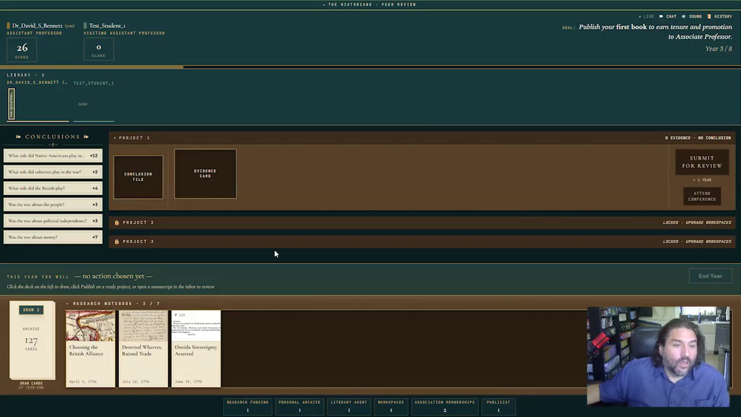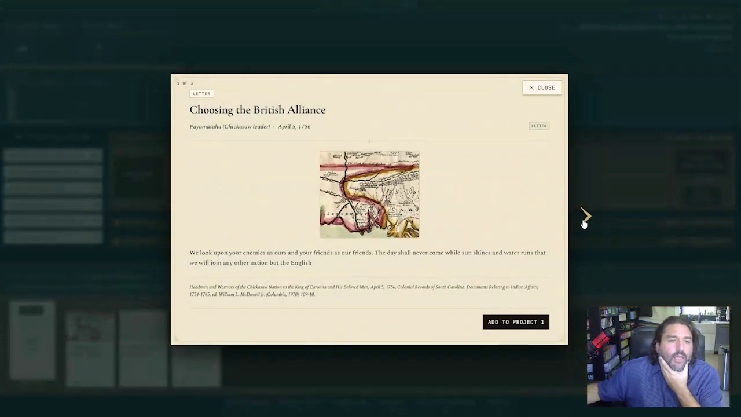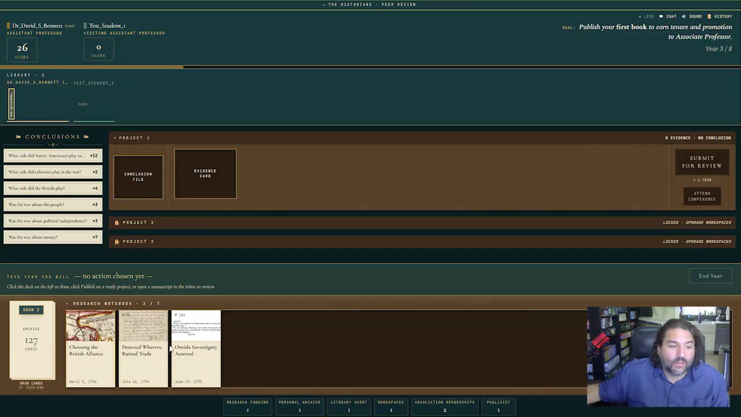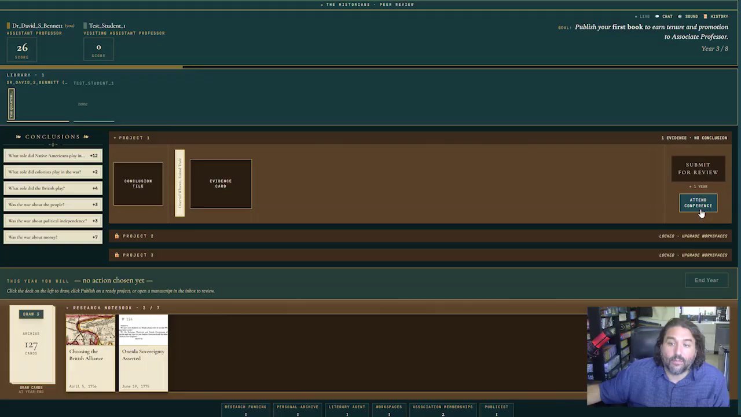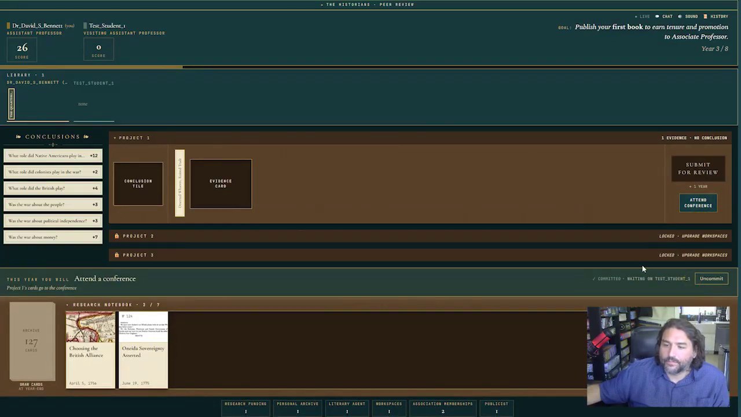So now we start the next year, and I have to make a decision as to what I want to do. I really wanted to build this thing to try and illustrate the strengths of me as a scholar working within the conference system. So I'm going to put this in the conference, and I'm going to attend the conference. That's what I'm going to do for this term. Now I just need to wait to see what happens with my opponent. Should be fun.